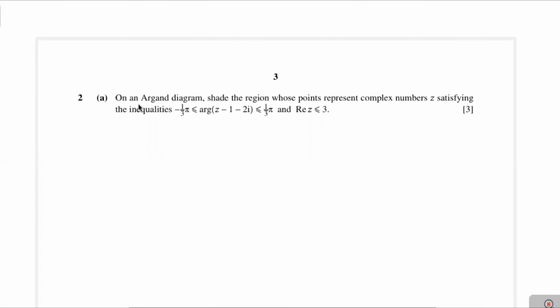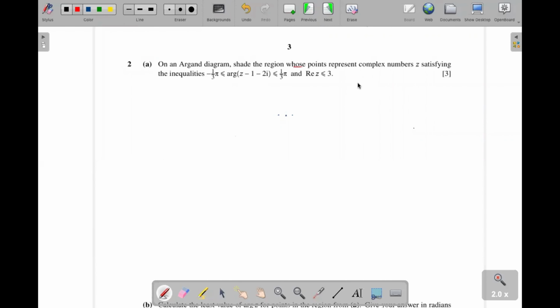Question 2, part A. On an Argand diagram, shade the region whose points represent complex numbers z satisfying the inequalities minus pi over 3 less than argument of (z minus 1 minus 2i) less than pi over 3, and real part of z less than 3. Now we have to shade the region against these inequalities.